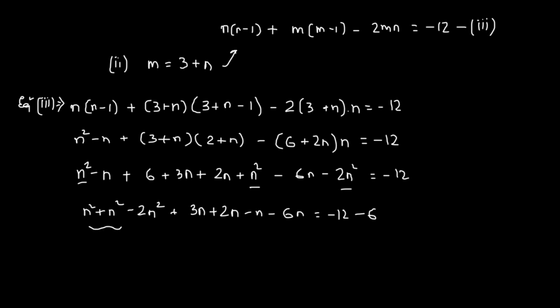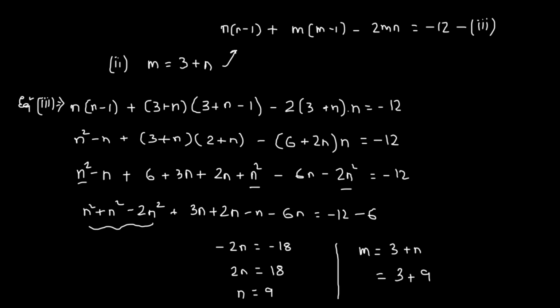Then we're finally left with this: the first three terms add up to 0. Then we have 3n plus 2n, which is 5n. 5n minus n is 4n. And 4n minus 6n gives us negative 2n, which is equal to negative 18. So that gives us 2n equals 18, n equals 9. Now that we have the value of n, we go back to equation number 2, where m is equal to 3 plus n. We substitute the value of n, which is 9, and that would give us m equal to 12.